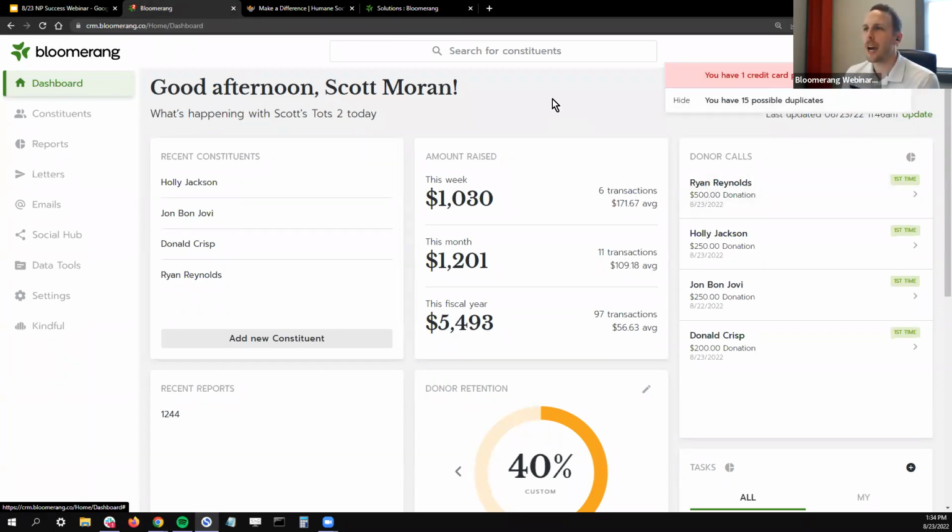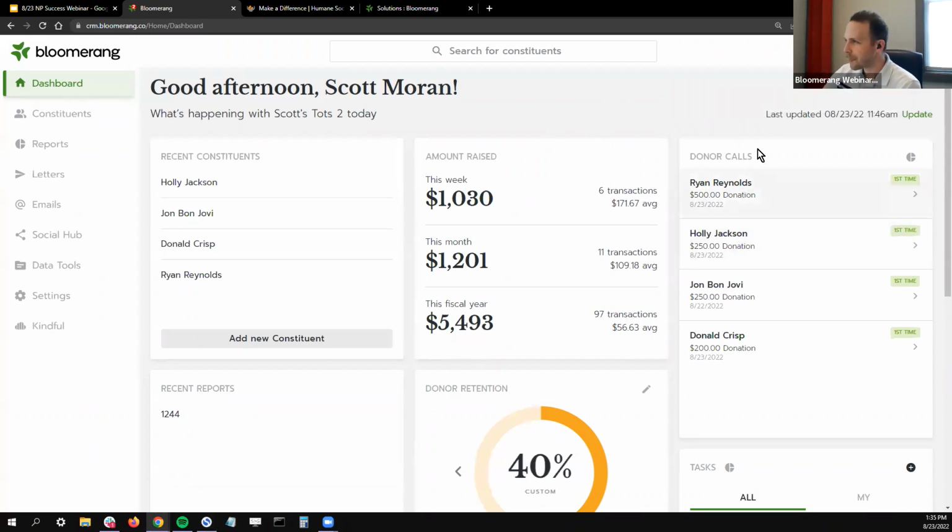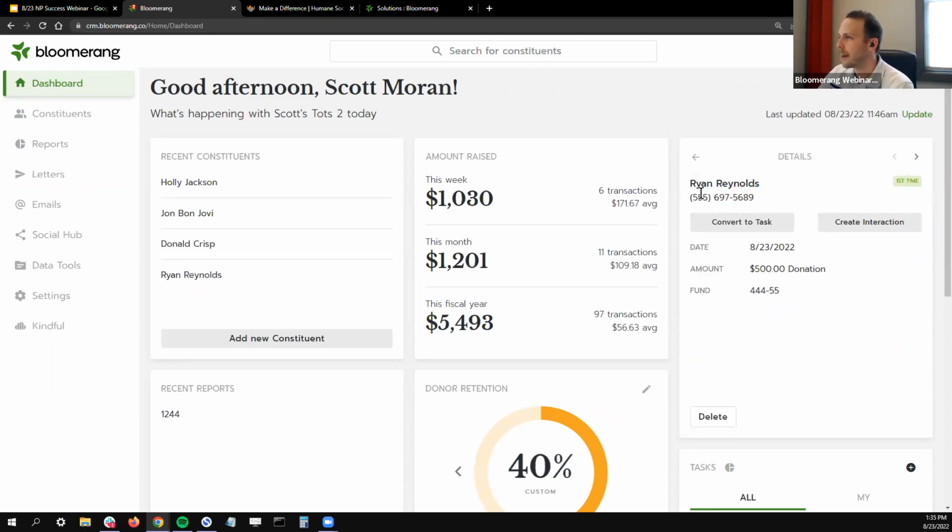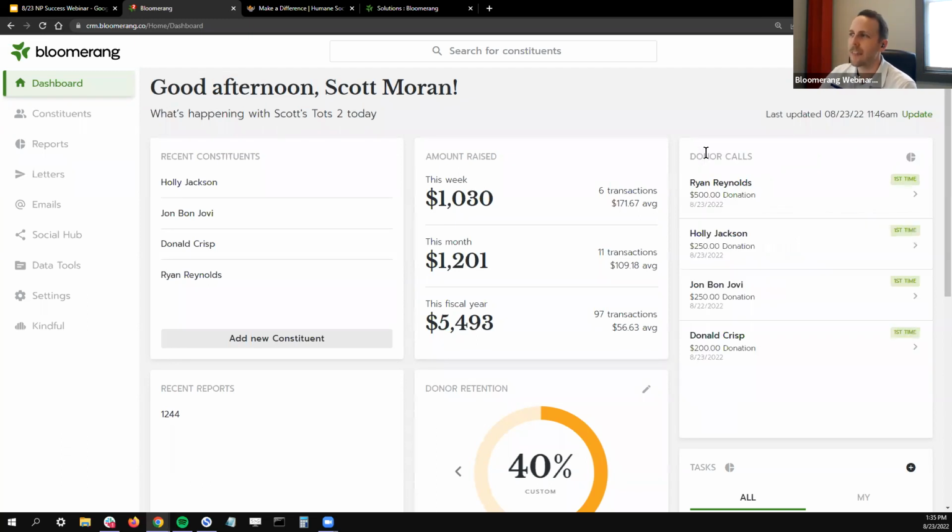So here we have the dashboard in Bloomerang. If you have not seen Bloomerang before, or maybe it's been a long time, you might have noticed that the dashboard's been refreshed a bit. There's some new elements here, but we really try to make first-time donors a priority. So notice on the right, we have our donor calls. Which donors have given for the first time, and to log those calls. They have a phone number on hand, and I can simply click on one of these and see some details about that donor, and I can log a call and create an interaction or add that to their timeline.